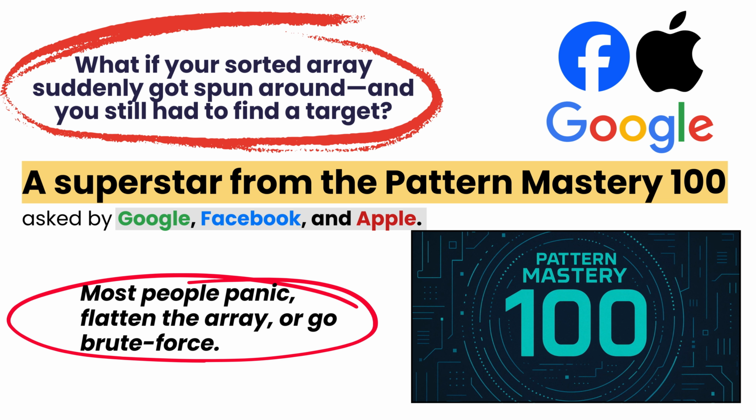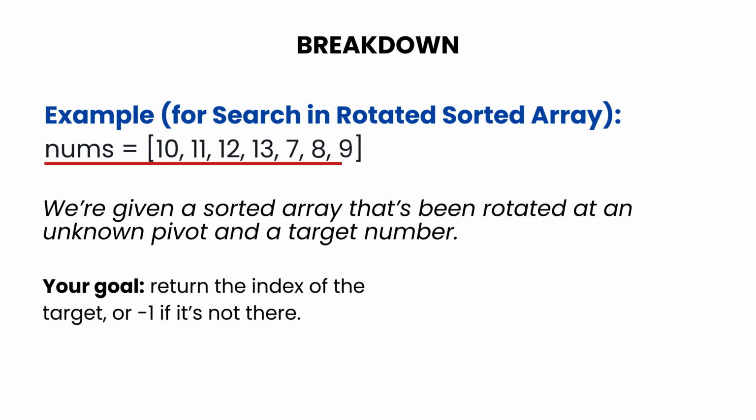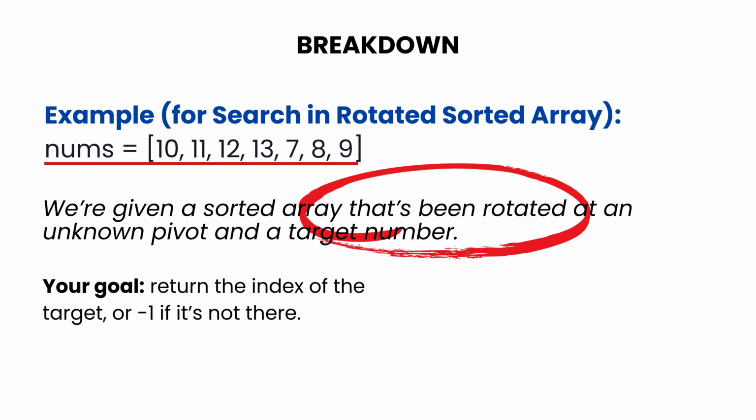Mastering this pattern proves you're ready for real-world coding challenges. Let's see how it's done. Let's break it down. You're given a sorted array that's been rotated at an unknown point, and a target value. You need to find the index of the target, or return -1 if it's not present. No duplicates, and the array is still mostly sorted, just with one pivot.